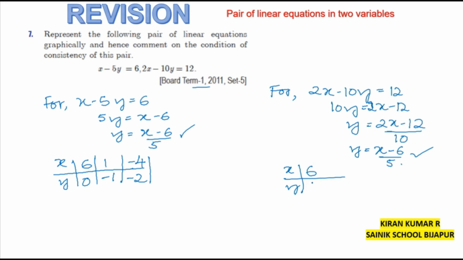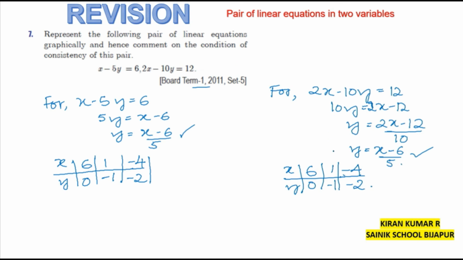For x is equal to 6, value of y is 0. For x is equal to 1, the value of y is negative 1. For x is equal to negative 4, the value of y is negative 2. Now you must guess what could be the graph. Graph of these two equations will be overlapping. The lines will coincide.